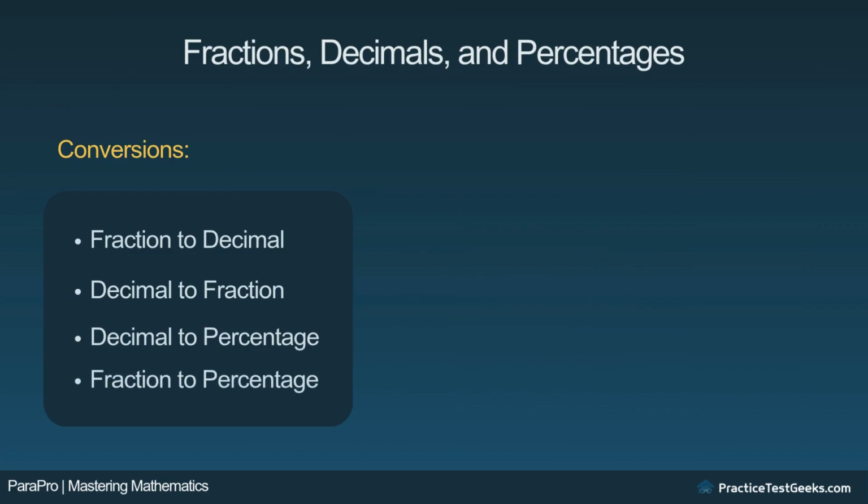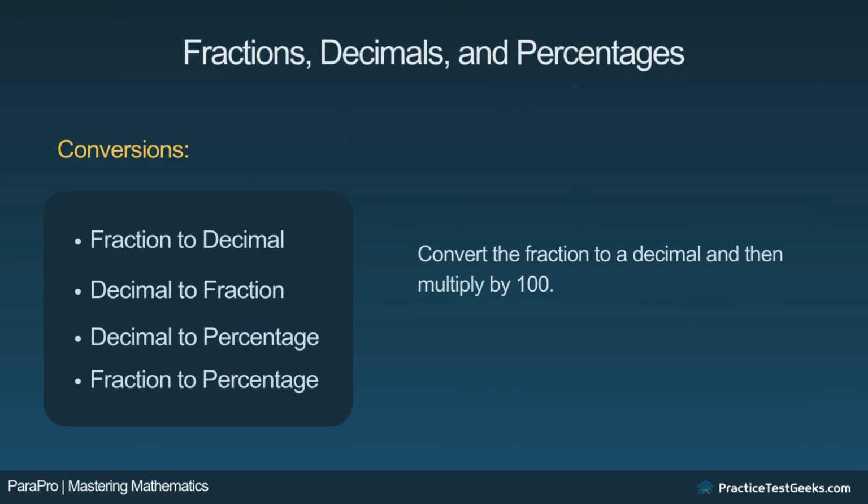Fraction to percentage. Convert the fraction to a decimal and then multiply by 100. Example: 3/4 equals 0.75 times 100 equals 75%.